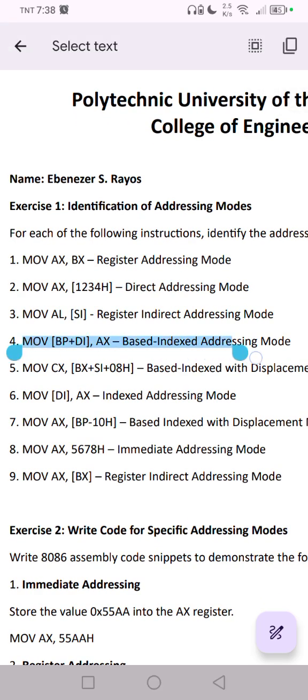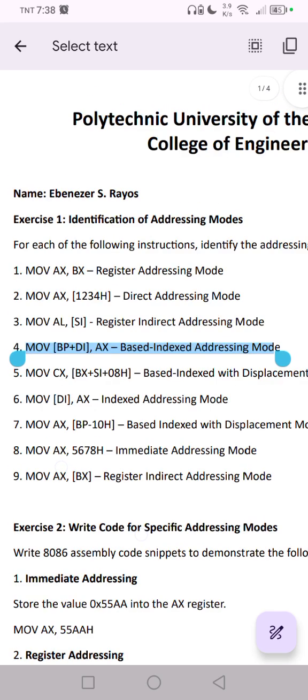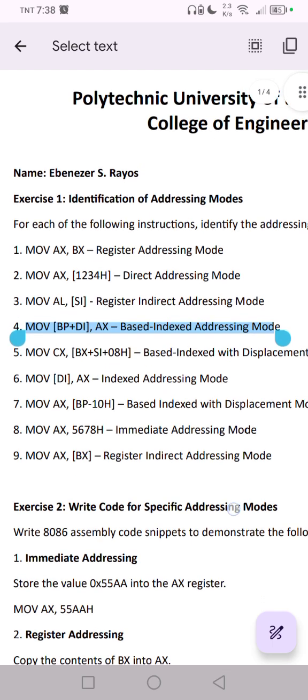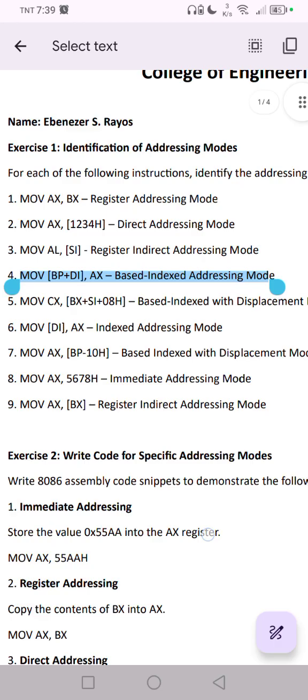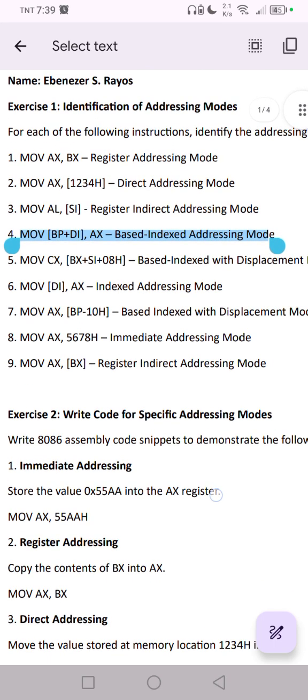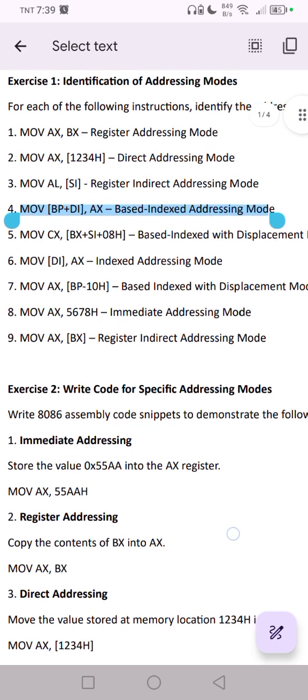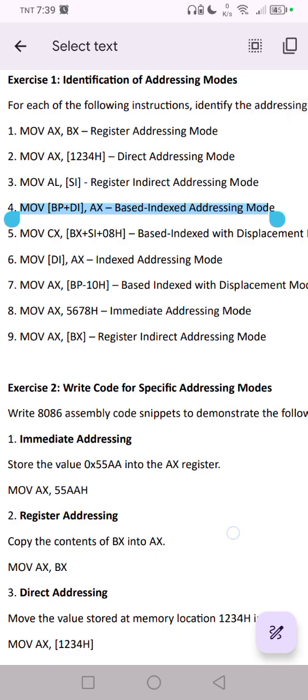And number 4, the base indexed addressing mode. This combines a base register and DI, like what I said before. It is used for addressing arrays or structures in memory where BP might point at the start of the structure and DI points to an offset within it.